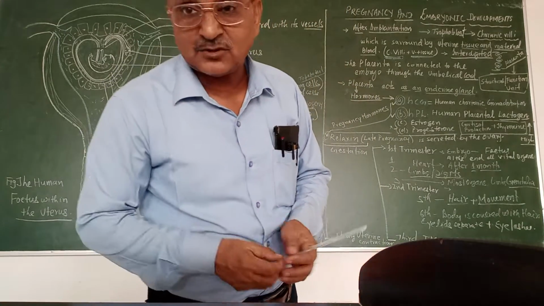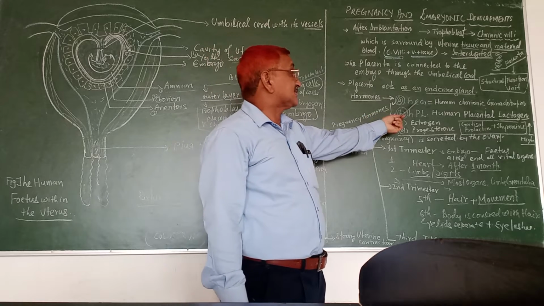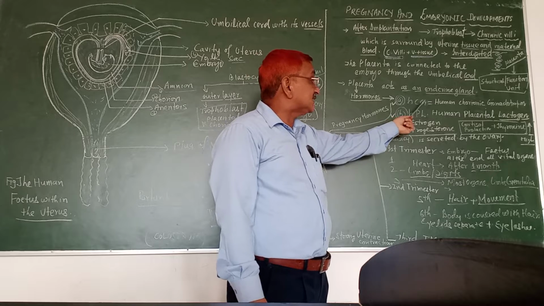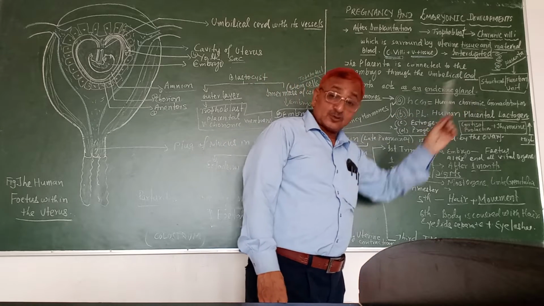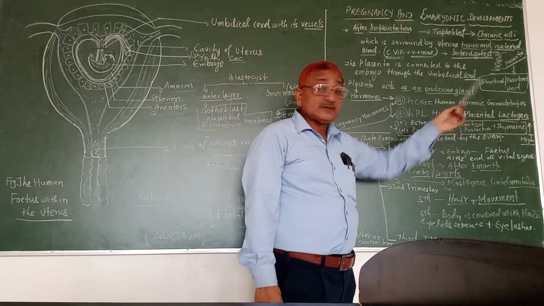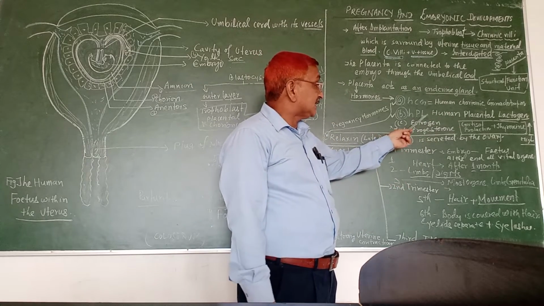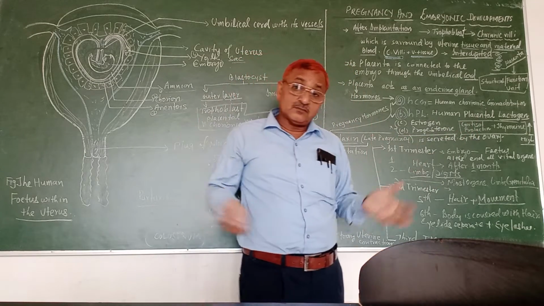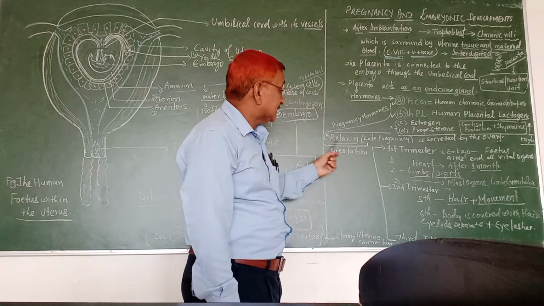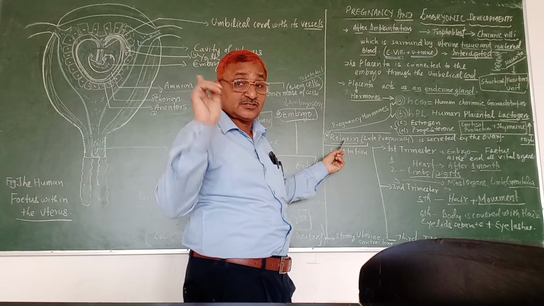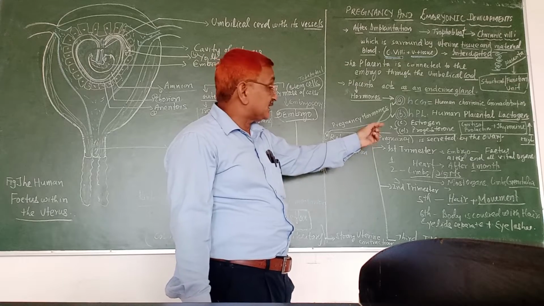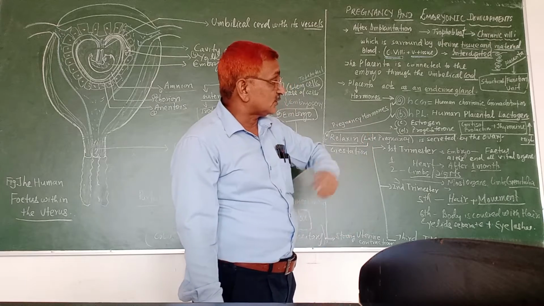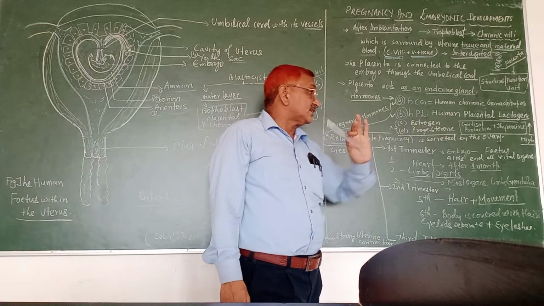Okay? And it secretes certain hormones which are especially known as pregnancy hormones. What are these pregnancy hormones? Pregnancy hormones are HCG and HPL. The full form of HCG is human chorionic gonadotropin, and HPL is human placental lactogen. And the third one is relaxin, that is secreted by the ovum. It is not secreted by the placenta. But the placenta secretes HCG, human chorionic gonadotropin, and human placental lactogen.